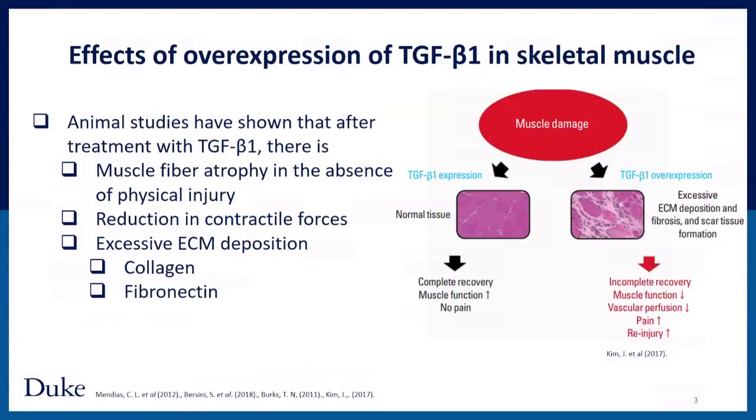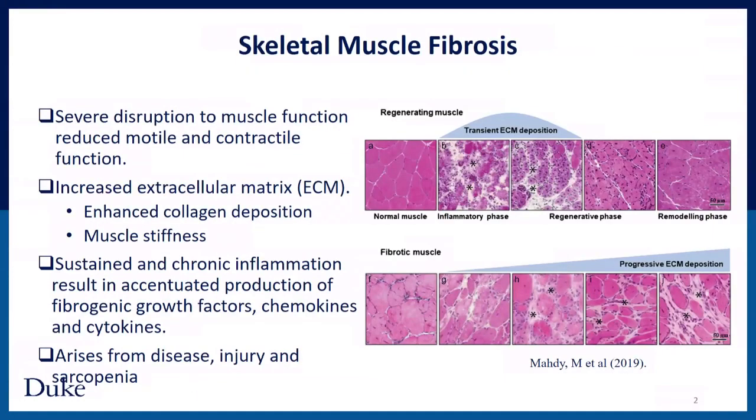The picture on the right shows that normal muscle regeneration goes through the inflammatory phase, the regenerative phase, and the remodeling phase, with a transient ECM deposition. With fibrotic muscles, it's different. There is a progressive ECM deposition without the regenerative phase and the remodeling phase.